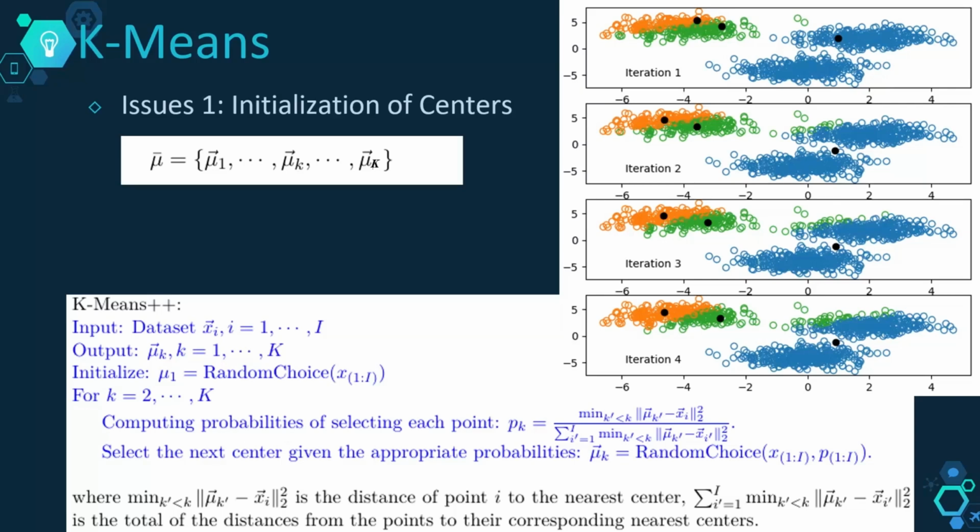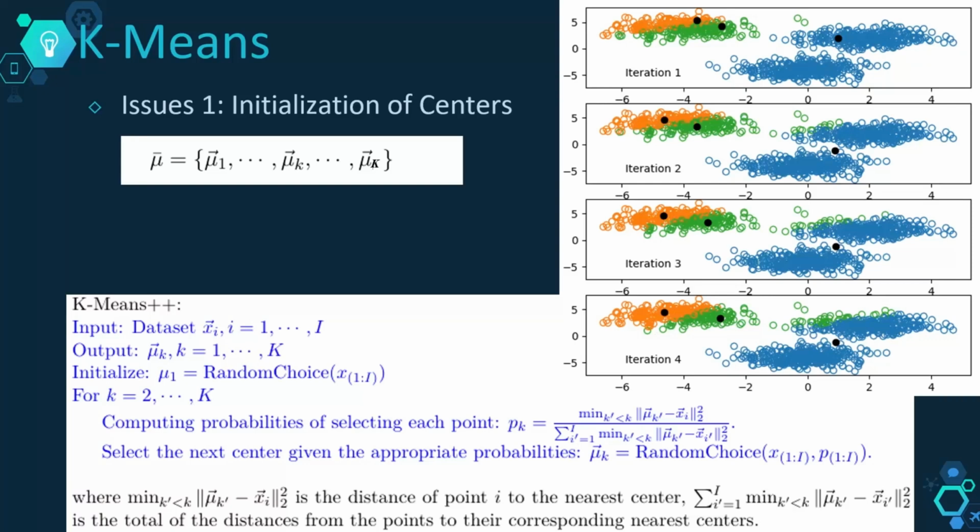It's just for initialization. So we still have the input, that data set x_i, i goes from 1 to capital letter I, and the output here is not a classification. Output is mu_k, the centers of all the clusters. It's actually how we do the initialization. And for this one, we first also need to initialize 1 point. So we call it mu_1. For mu_1, random choice. So we select 1 point from all data points. We just select one randomly.